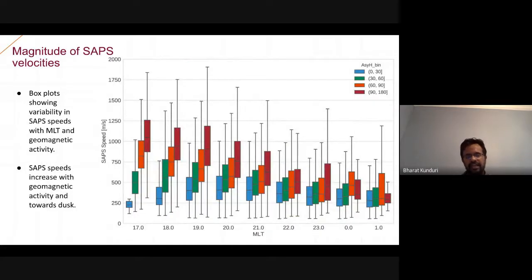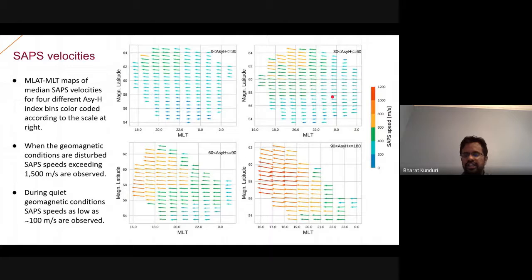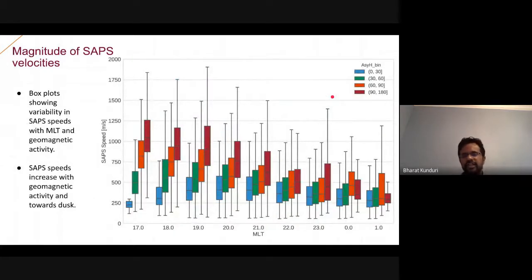So I'm taking the magnitude aspect of the SAPS plot. Previously I just presented the median SAPS velocities. In this case, I'm going to present the distribution of SAPS velocities using box plots. Different colors are indicative of different SMH index bins, and red indicates higher geomagnetic activity, blue indicates the lowest geomagnetic activity level. I'm presenting SAPS speeds versus MLT in this case. The box plot is indicative of the median, 25th percentile, and the 75th percentile distribution of SAPS velocities.